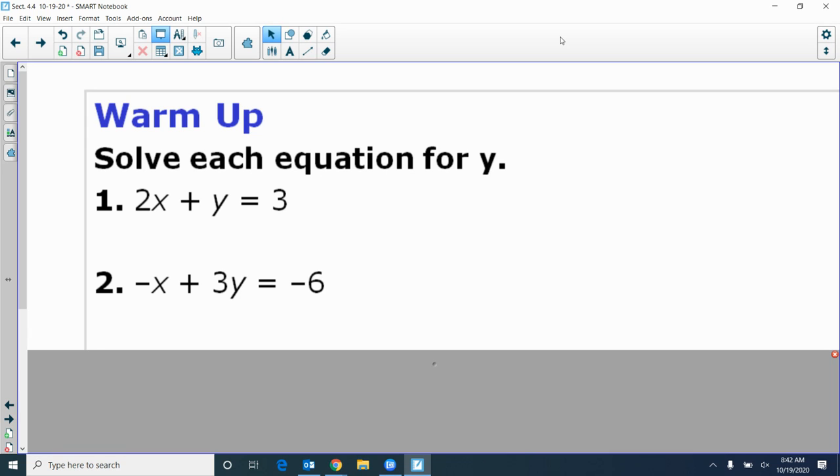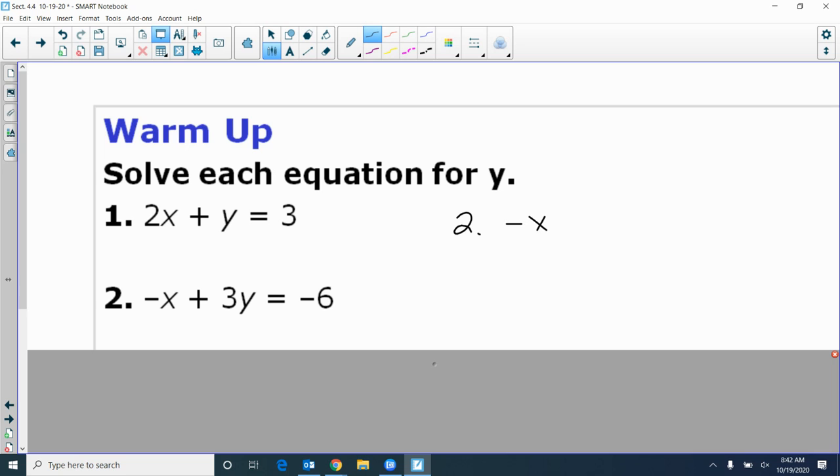Now, the only thing I'm going to ask you to do, this is correct, but as we move forward, we'd like to have the x written first. So if I rearrange it, you would just make it y equals negative 2x plus 3. Make sure the negative travels with the 2. Wherever that 2 goes, that negative has to go with it. Okay? Now the second one might be a little bit harder.